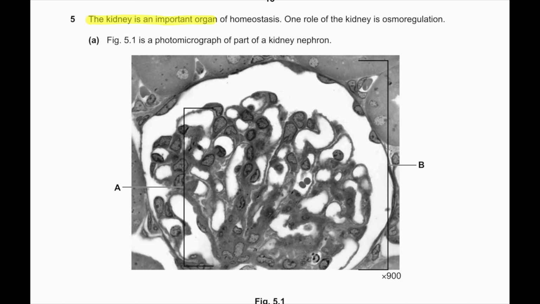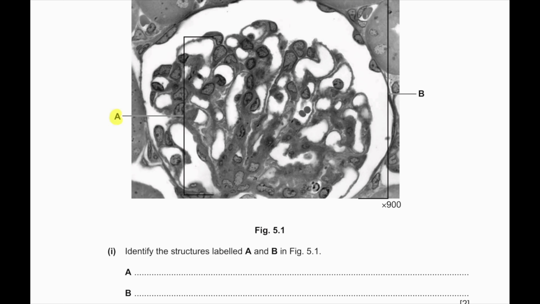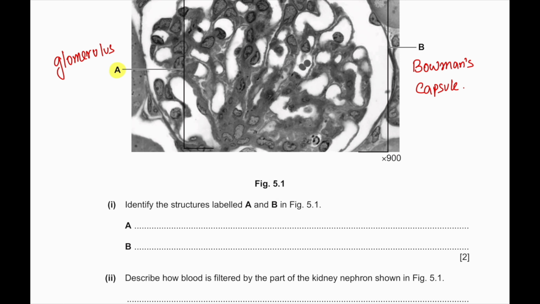The kidney is an important organ of homeostasis. One role of the kidney is osmoregulation. Figure 5.1 is a photomicrograph of a part of kidney nephron. We can see A representing the glomerulus and B representing the Bowman's capsule. The first portion asks us to identify the structures labeled A and B, which we have done already.